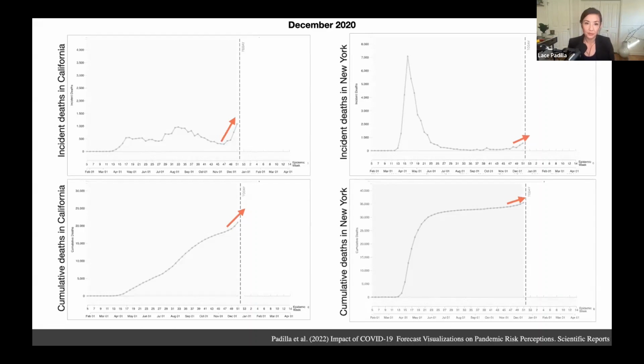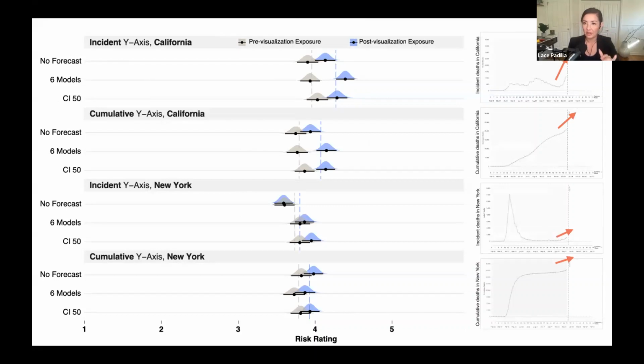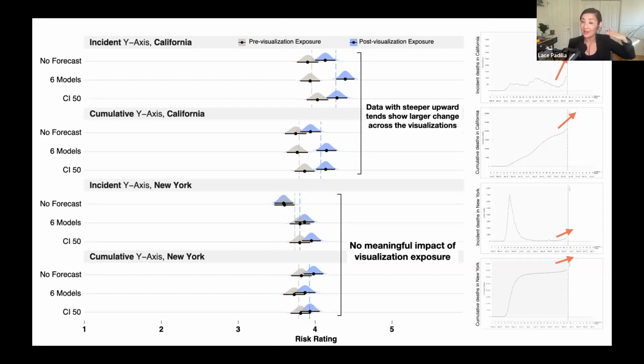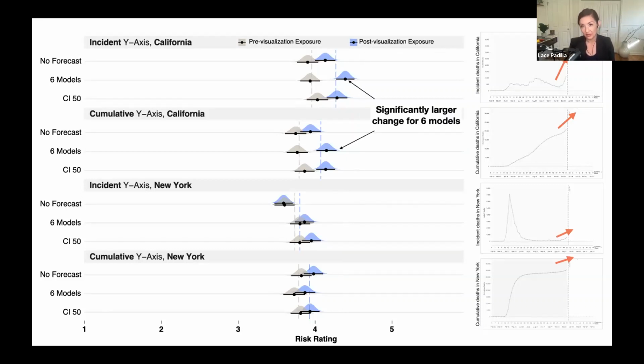Okay, so here's the data from that. And I'm putting all the plots here so you can remember which one's which. To begin, for people in New York, we didn't find a meaningful impact of the visualizations, suggesting that because the data was relatively flat, people weren't inclined to change their judgments. They thought that their estimates were pretty stable and they were okay with that. But for individuals in California who had that steeper upward slope, they were the ones who were likely to believe they were more at risk after viewing the visualizations than before viewing the visualizations. And importantly, we were able to replicate the previous finding that the distributional visualizations are the ones that are influencing people the most. They're pushing people's judgments around more.